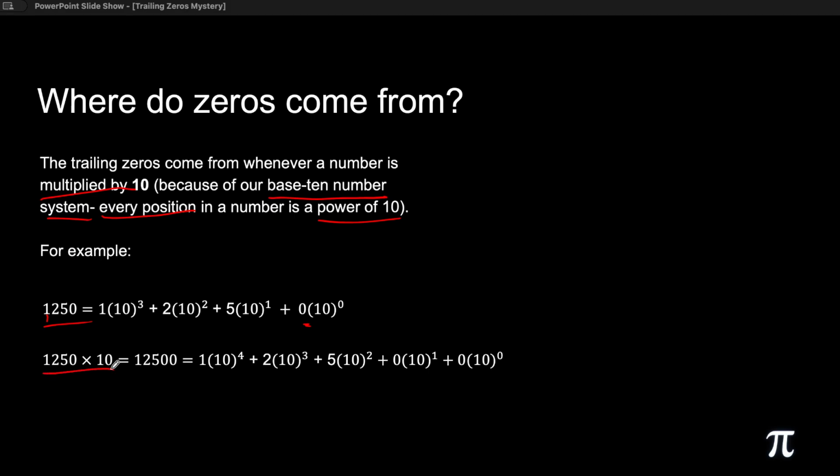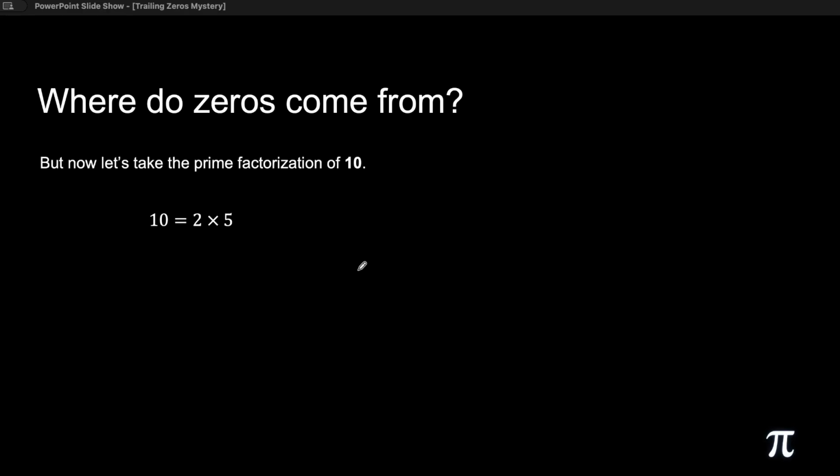Now we see that if we multiply this number by 10, we get an additional 0, and the place values of all the numbers essentially move up because we are adding on to this power of 10. So now that we saw that multiplying by 10 results in an additional 0, we can take a look at the prime factorization of 10, where we see 2 times 5 is equal to 10. So what we can see is that trailing zeros aren't just created by multiplying 10, but also by multiplying a pair of the prime factors 2 and 5, because that also gets us to 10.